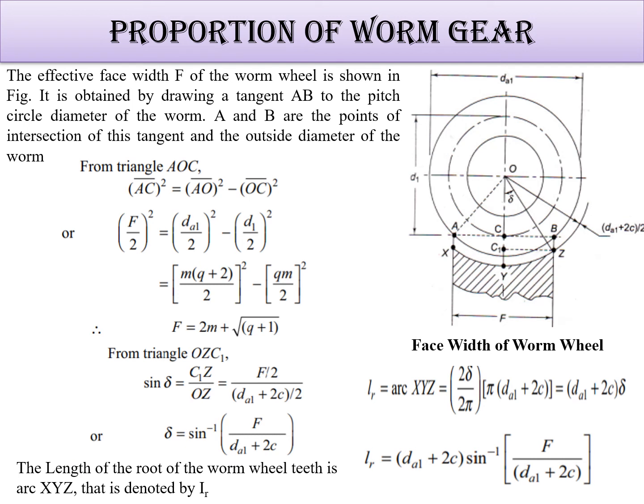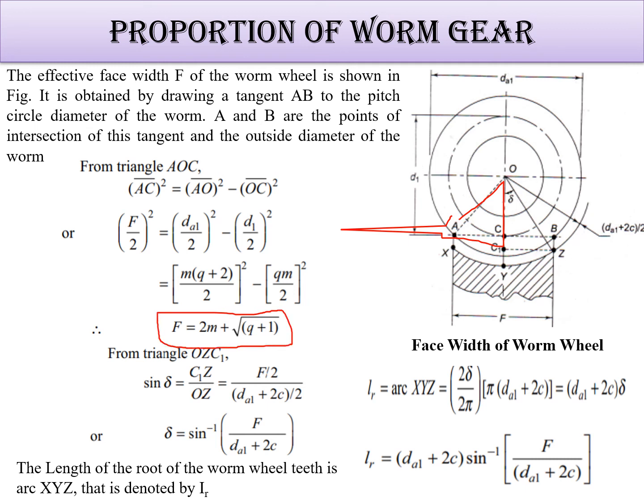Now the length of the root of the worm wheel, how much it is, we are going to understand here. How much length is covered here, this AB length we need to find out. So for that a triangle is drawn here. These A, B and C points are there. So AC squared is equal to AO squared minus OC squared. We consider this triangle AOC. Now AC is what? (F by 2) squared, and (DA1 by 2) squared is AO squared, (D1 by 2) squared is OC squared. Put the values of DA1 and D1 and we get F is equal to 2 M times square root of (Q plus 1). This is how you will get the face width.